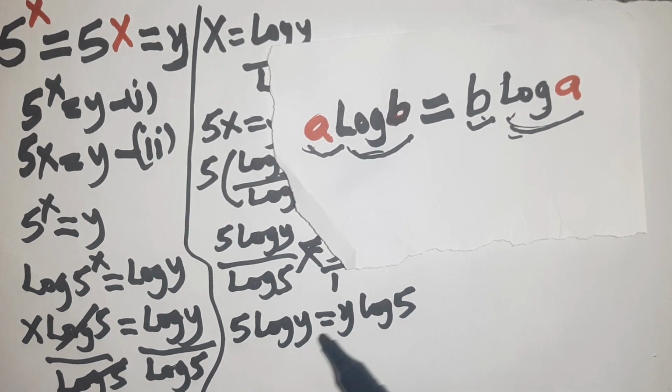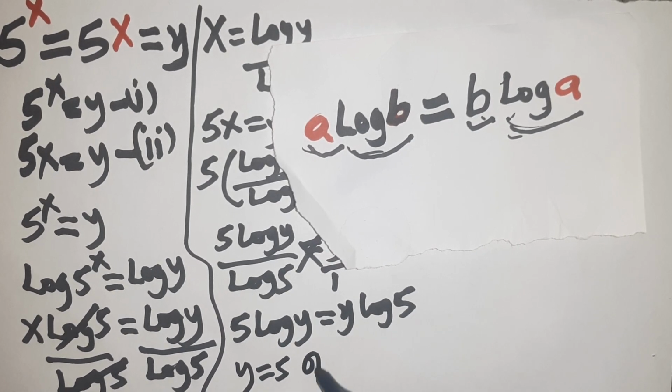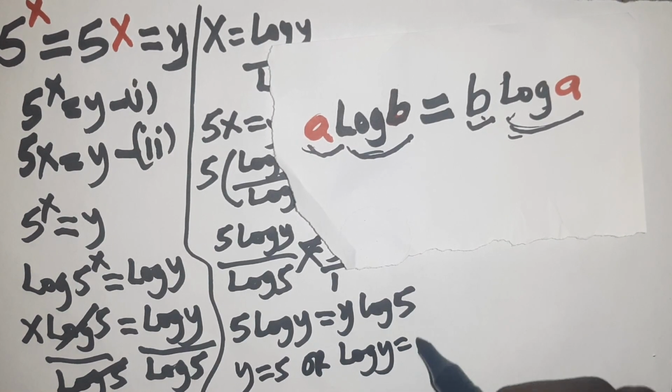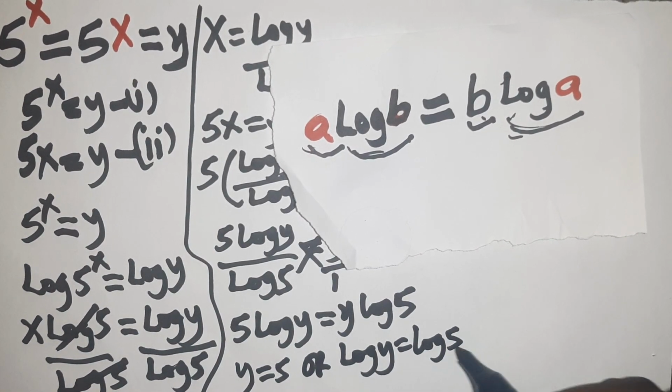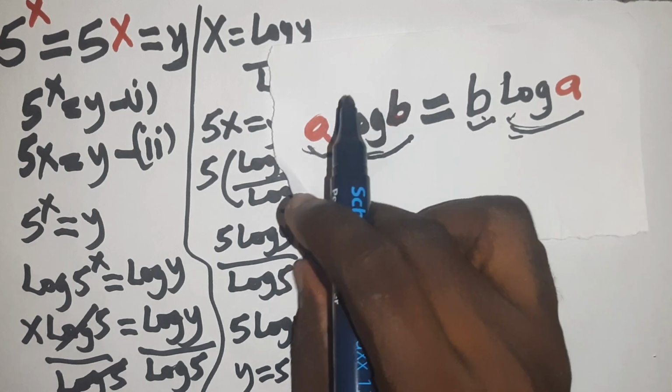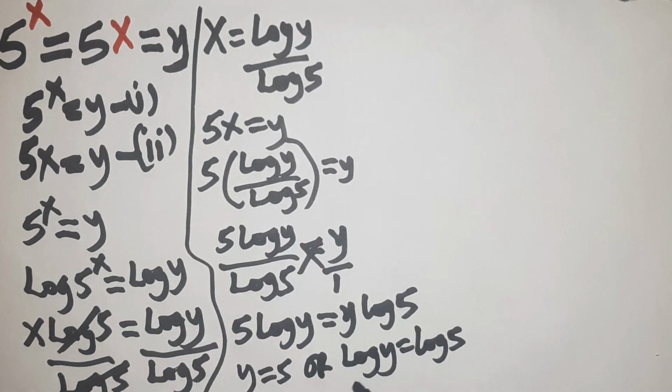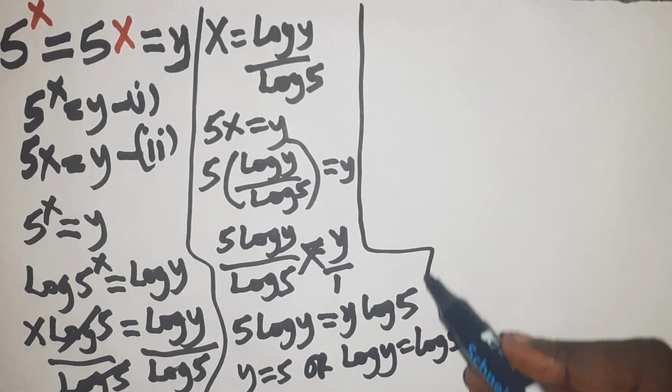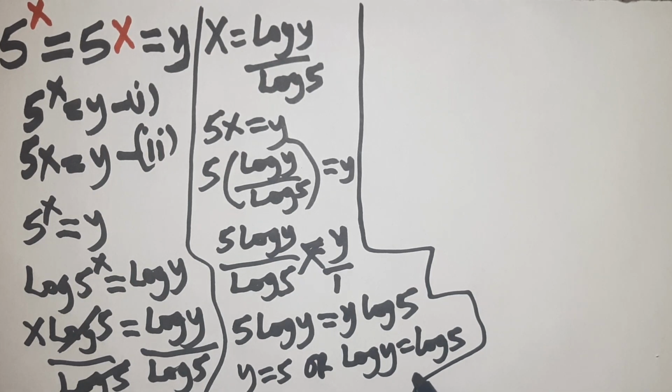So we can say that 5 equals y, or we say y equals 5, or we can just say log y equals log 5. So whichever way, we still get 5. If we solve log y equals log 5, okay, let's try doing that now. If you solve log y equals log 5, you get 5.